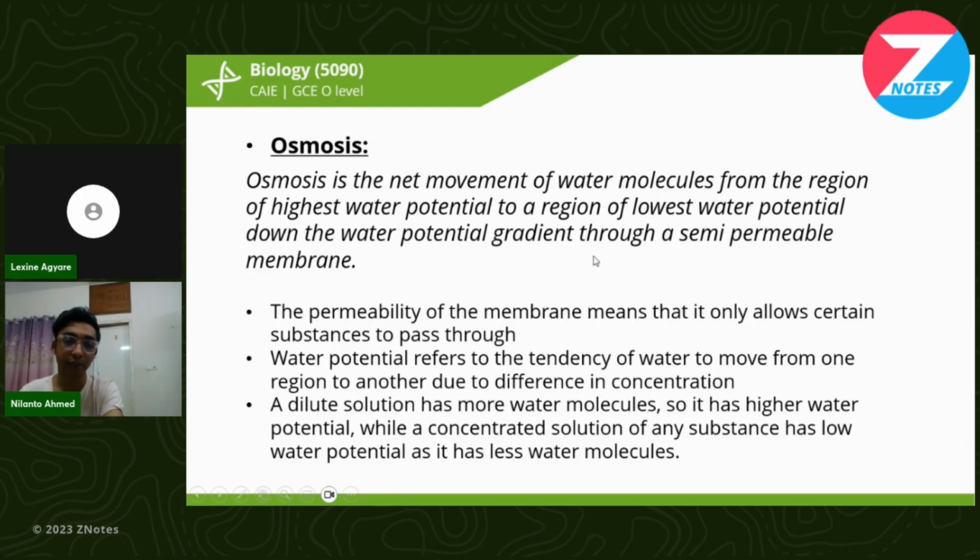So the permeability of the membrane means it only allows certain substances to pass through. For osmosis, we're referring to water molecules. Water potential refers to the tendency of water to move from one region to another due to difference in concentration. Now, a dilute solution has more water molecules, so it has higher water potential, while a concentrated solution of any substance has lower water potential as it has fewer water molecules.